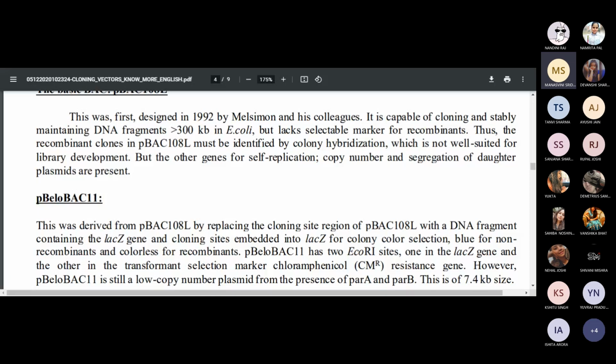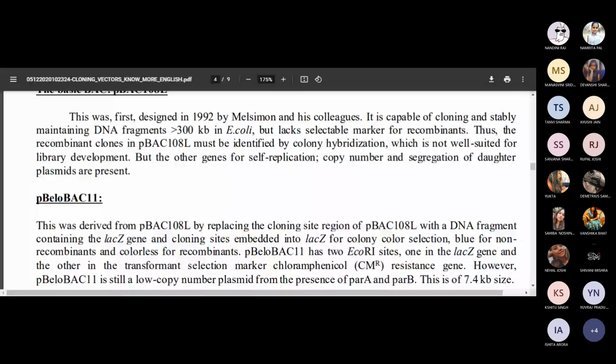Thus, the recombinant clones in pBAC108L must be identified by colony hybridization, which is not well suited for library development. But the other genes for self-replication, copy number, and segregation of daughter plasmids are present. Okay, so this is a drawback of this vector: you can't select them.